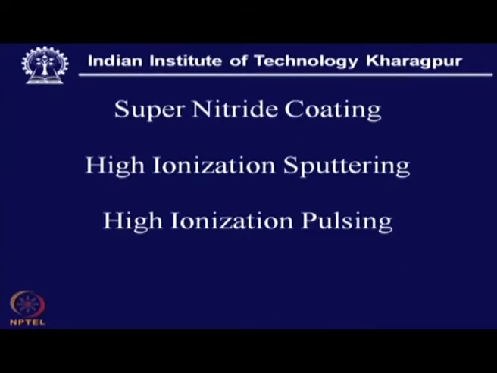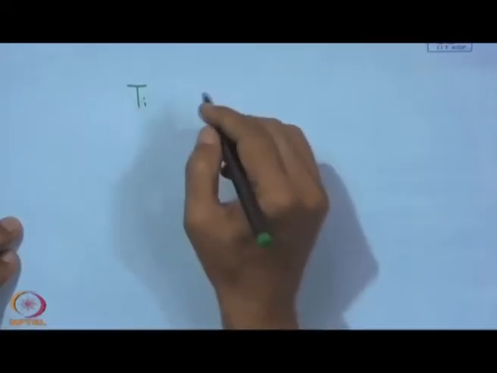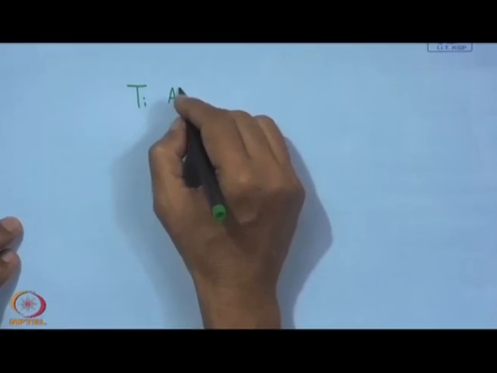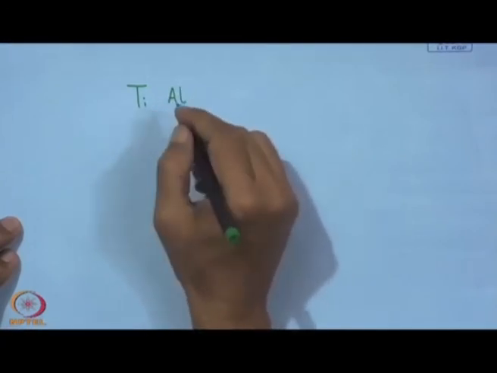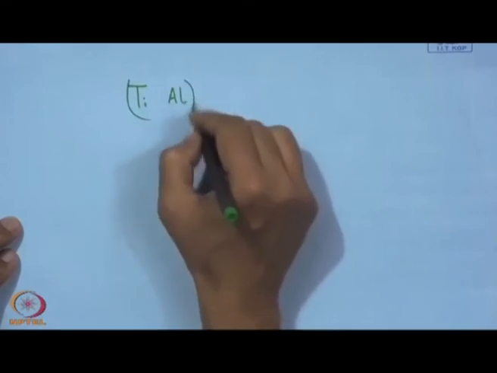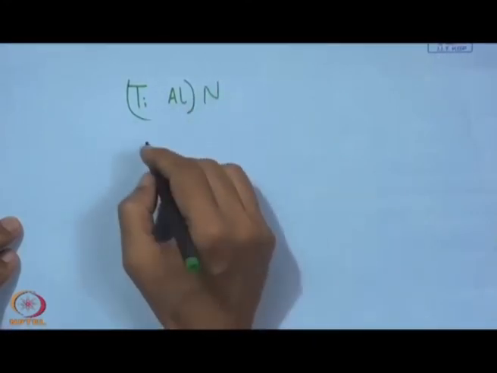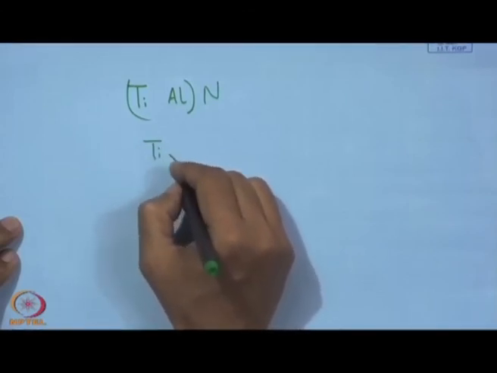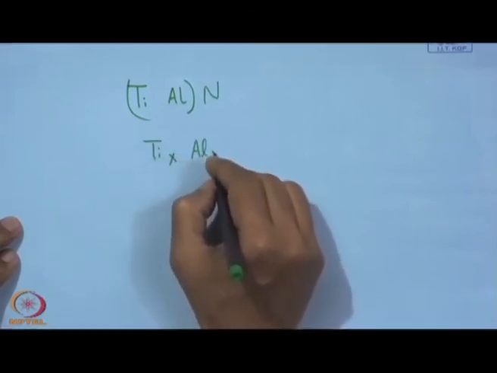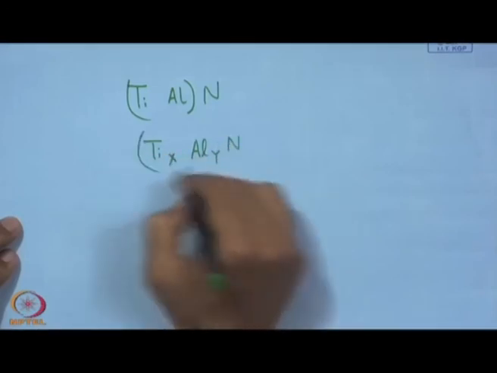Now comes super nitride coating using high ionization sputtering and high ionization pulsing. So, it is actually a nitride coating, which is indeed a very promising tool coating, given by titanium aluminum nitride. Now, here comes the question: what is the percentage? This is X and this is Y and this is N.